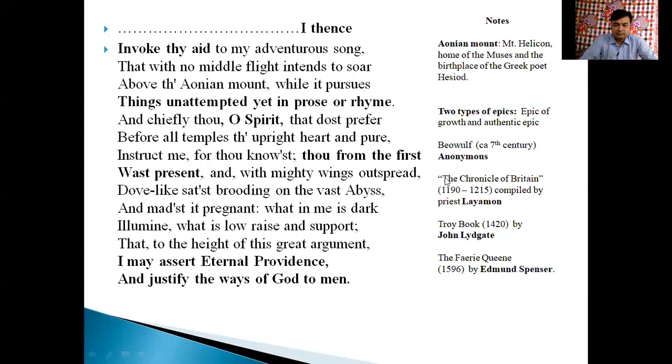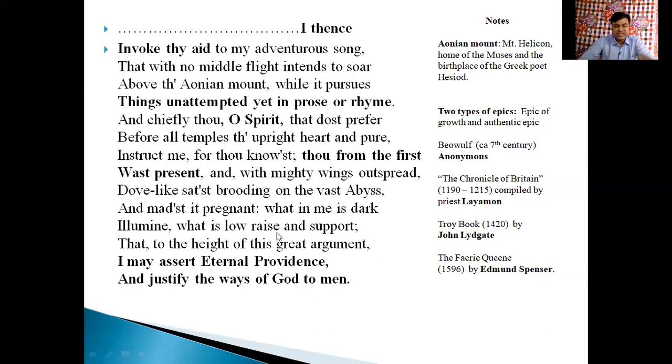But in the 12th century, the Chronicle of Britain was a compilation by a priest. His name is Priest Lyamon. That is also not a great text to read. And another one is by John Lydgate. Its name is Troy Book. That is also not a good epic to discuss. But the first major authentic epic we get is written by Edmund Spenser, The Fairy Queen.